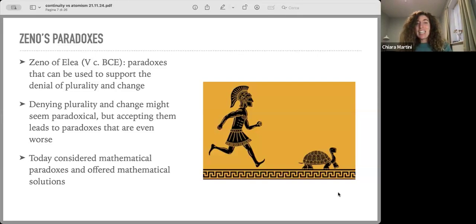They cannot exist. And the way in which he argues is by accepting that denying the possibility of plurality and change might seem paradoxical. But look, if you accept that plurality and change exist, you end up having problems and paradoxes that are even worse than these seemingly paradoxical ideas of Parmenides.